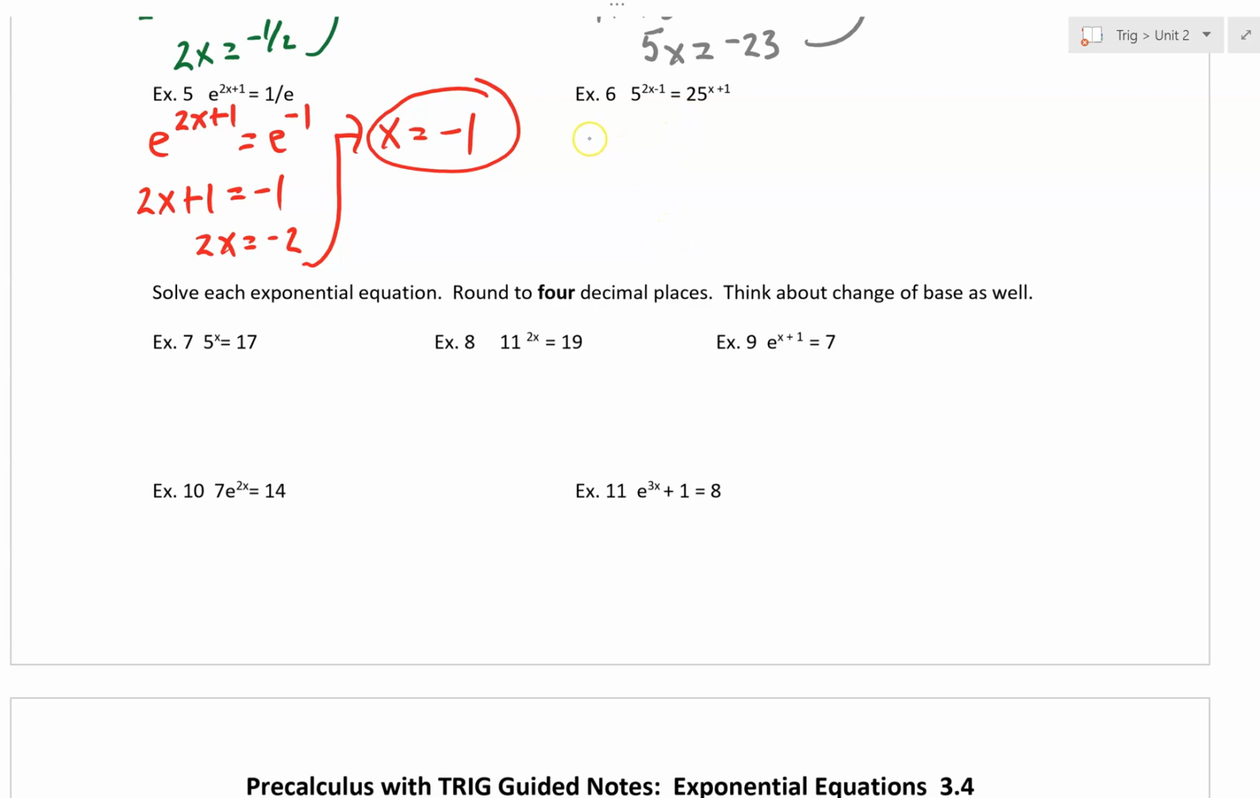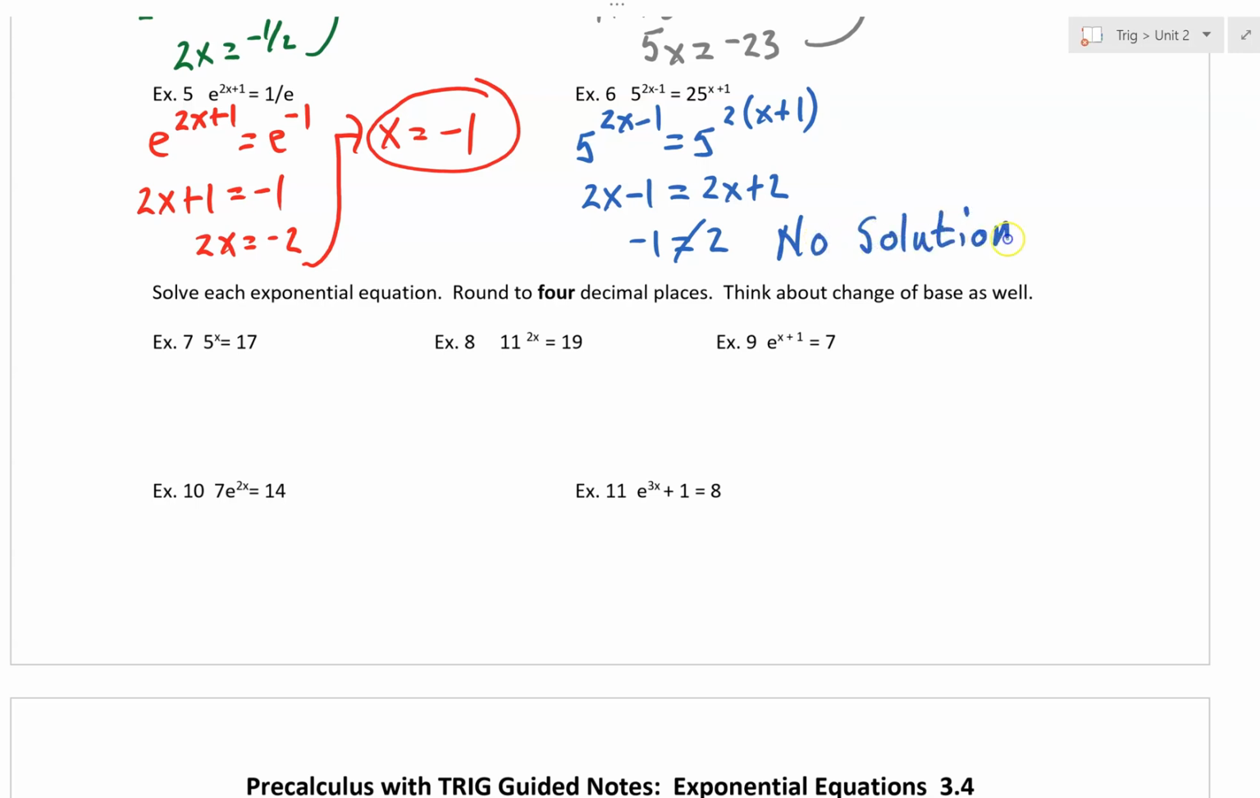Here's the next one. Obviously, 5s look like the right thing to do here, so 5 to the 2x minus 1 is equal to 5 squared times x plus 1. 5s are the same at the base, so 2x minus 1 is equal to 2x plus 2. When I subtract, I'm going to get negative 1 is equal to 2. This is not correct, so it tells us there is no solution. And this is why you definitely want to make sure you're checking, because sometimes there will be no solutions.